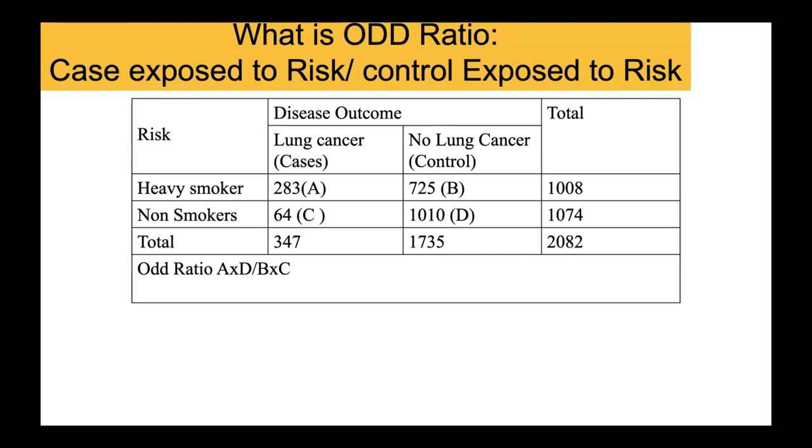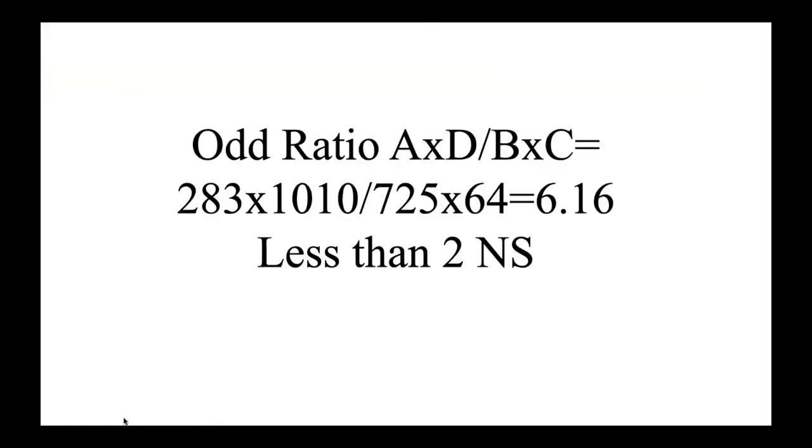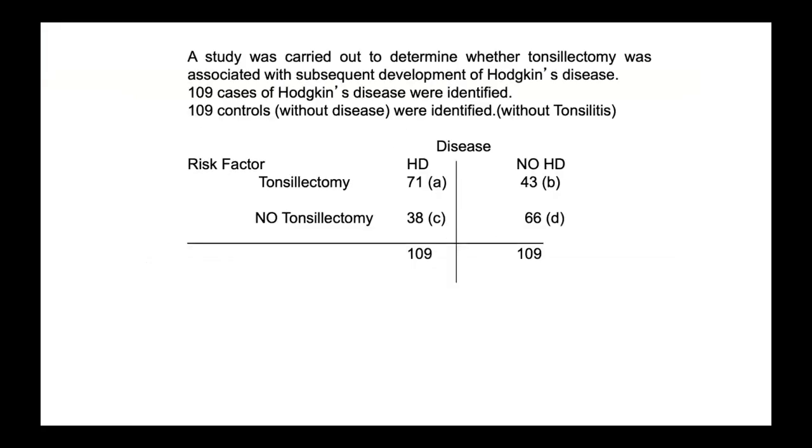What is your answer? Anybody? 6.1. Okay. Yes, 6.1. Excellent. Excellent. So this is another case. Can you calculate the odds ratio? Heart disease about this.